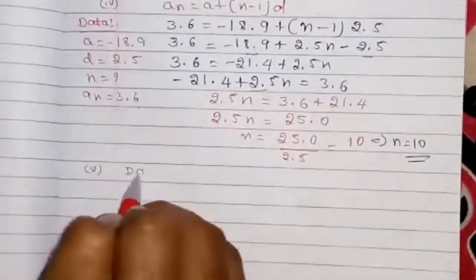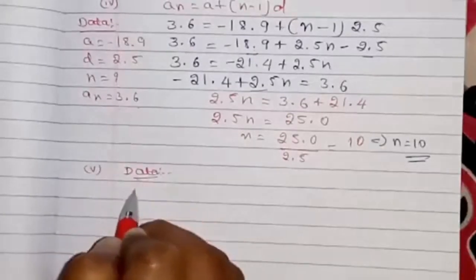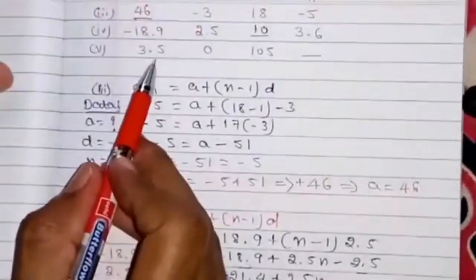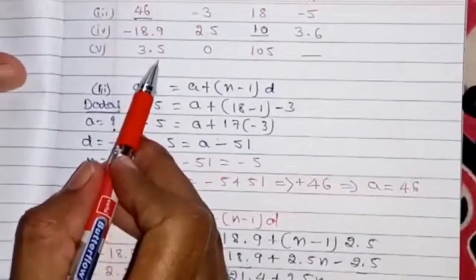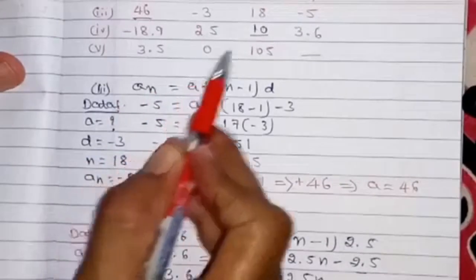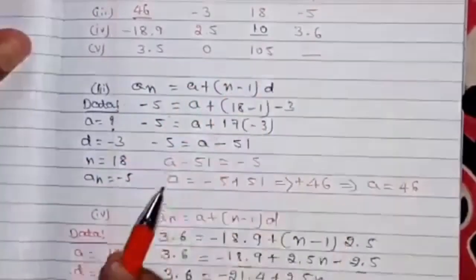here I'll write the data. So what is the data they have given? Just observe here. They have given a. A they have given how much? 3.5. D they have given how much? 0. N they have given how much? 105. So you need to find an, right?